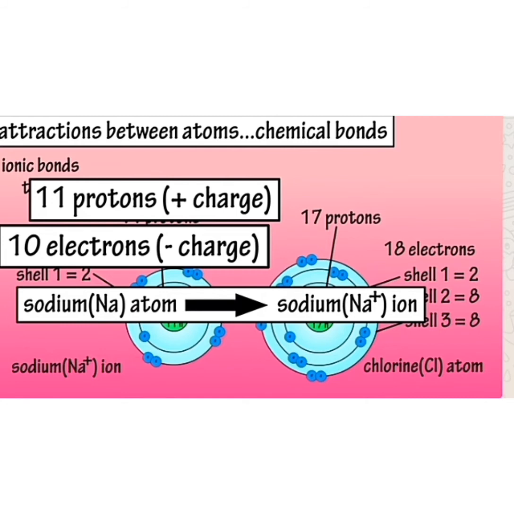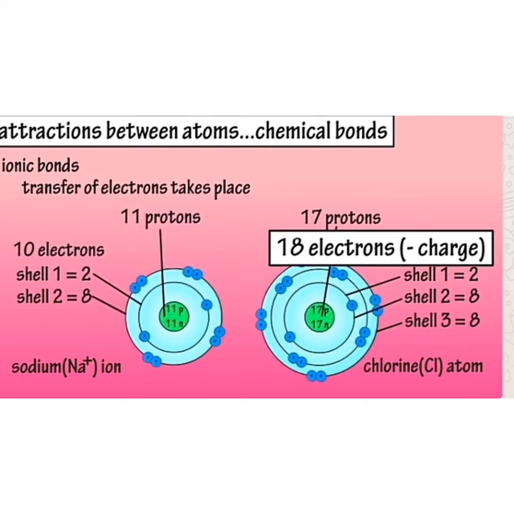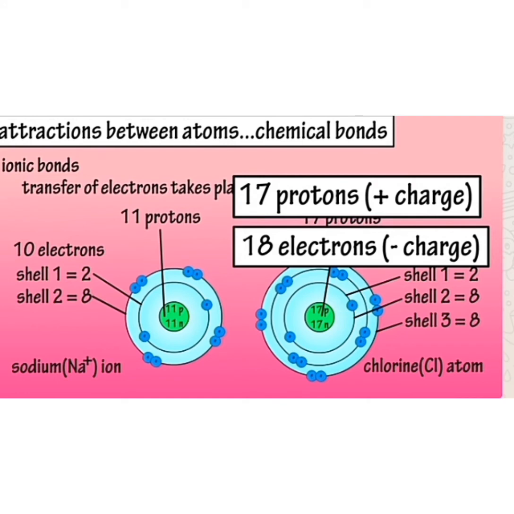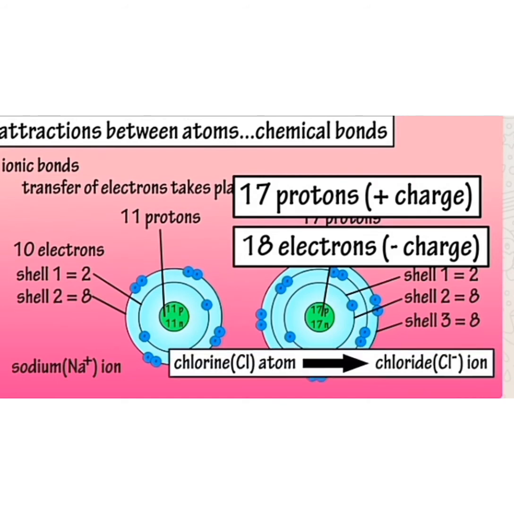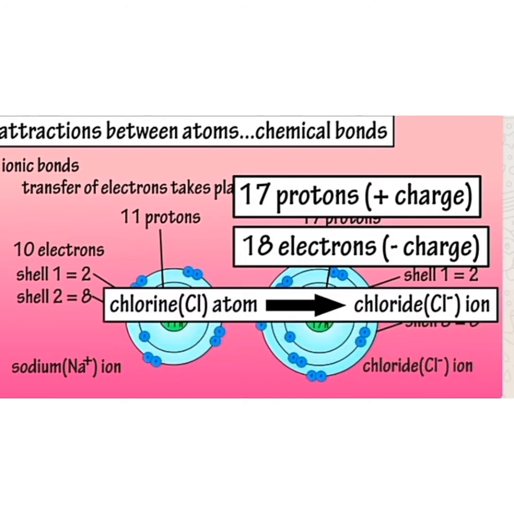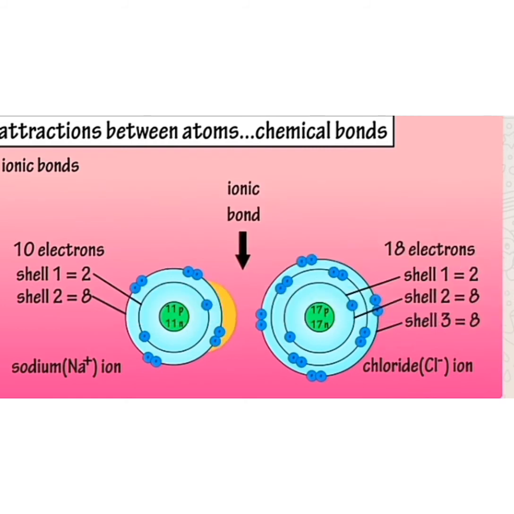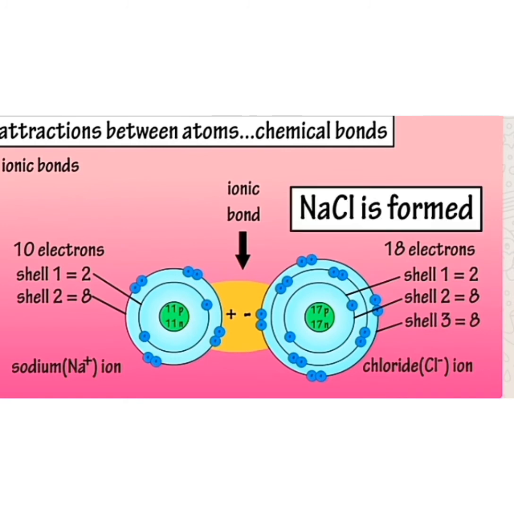An ion is an atom or molecule with a net electrical charge due to the loss or gain of an electron. Since the chlorine atom gained an electron and now has 17 protons and 18 electrons, it is a chloride ion with a negative charge. The positively charged sodium ion is now attracted to the negatively charged chloride ion, and NaCl, or table salt, is formed. This is an ionic bond. So, ionic bonding is when an electron transfer takes place and generates two oppositely charged ions.